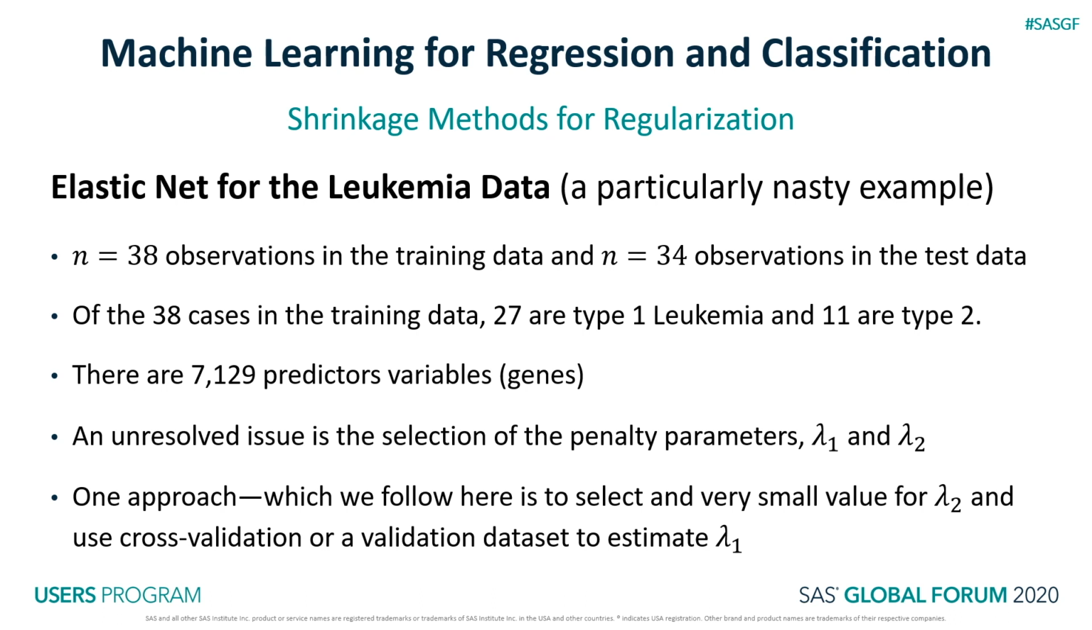So the unresolved issue is the selection of the penalty parameters, lambda1 and lambda2. One approach, which we follow here, is to select a very small value for lambda2. That's the term which goes with the ridge penalty, the sum of the beta j squared. And then use cross-validation or a validation data set to estimate lambda1. That's the penalty term for LASSO.